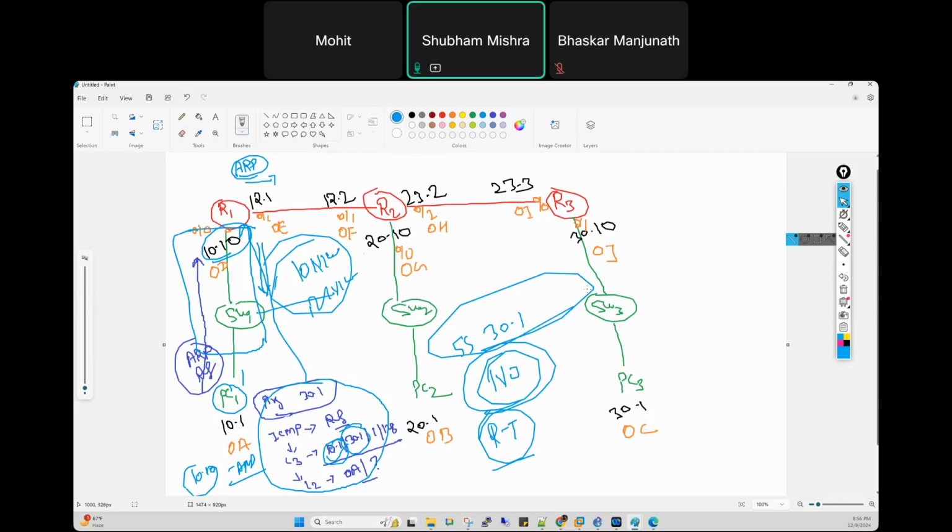So what will router 1 do? Router 1 will drop this packet. Yes or no? Tell me. Actually no. The router will never drop this packet. What will the router do? The router will generate an ICMP packet, and in this ICMP packet the router will inform PC1 that the destination is not reachable.